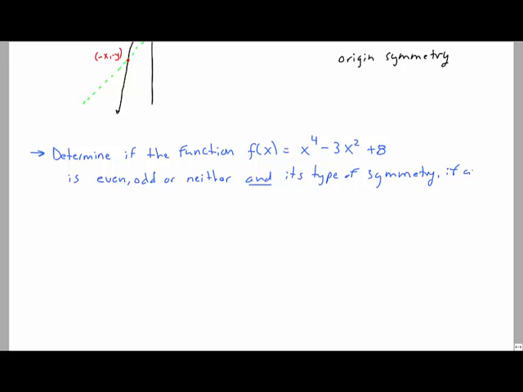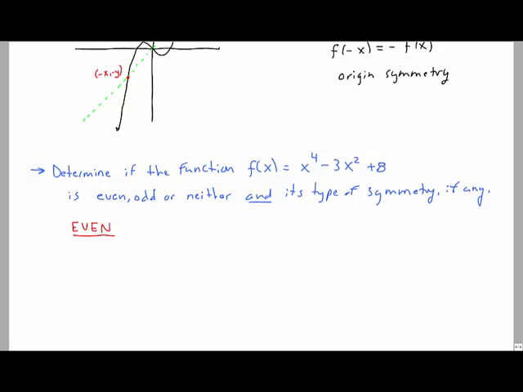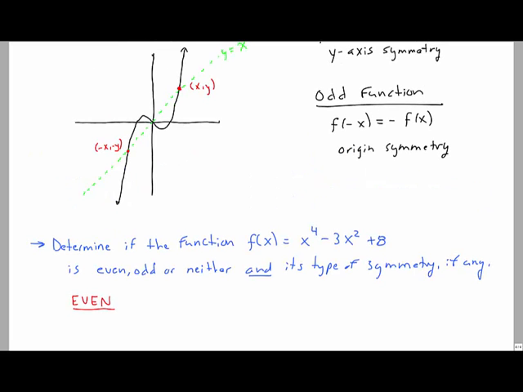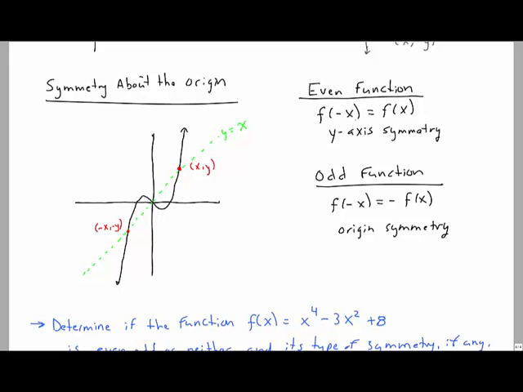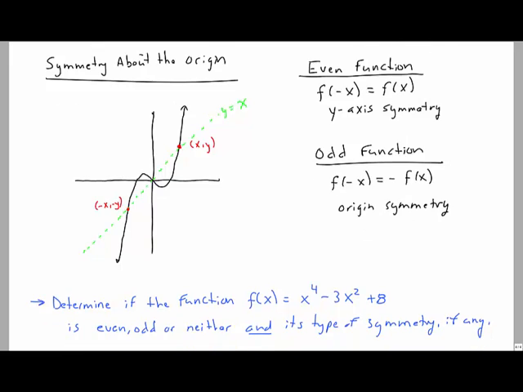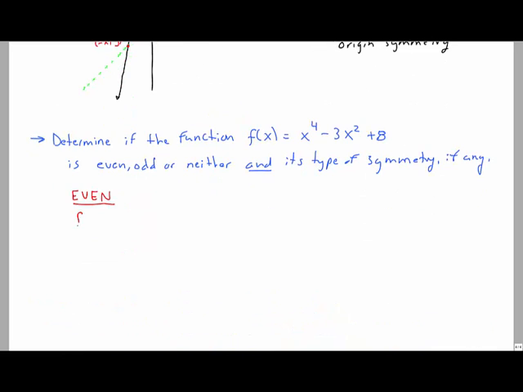So we could go after symmetry first, or we could go after the even, odd business first. It doesn't matter. I'm going to go ahead and look at, first of all, whether it's an even function. So I'm going to check to see if it's even. Now remember, for an even function, f of negative x equals f of x.